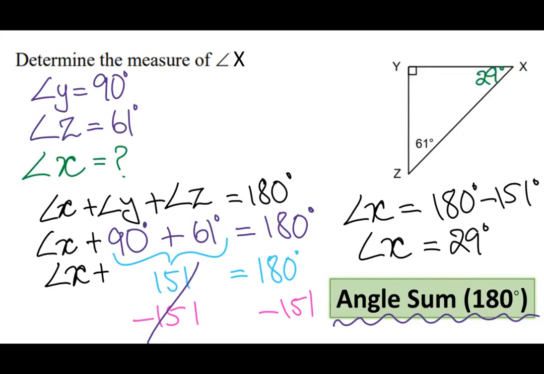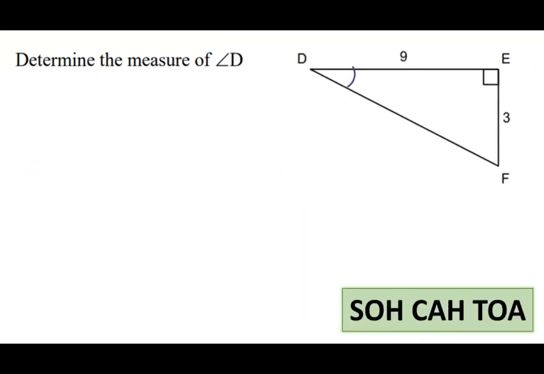Okay, let's do another example. Determine the measure of angle D. Just by looking at this triangle, we can tell that we only have one angle that is given to us. That is right here, 90 degrees. So when we have only one angle given to us, we use trig ratios. So we're going to use SOH CAH TOA.